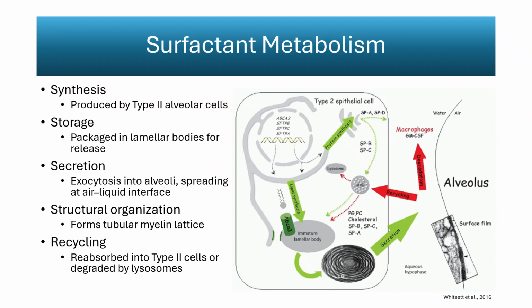After each breath, a large portion of surfactant is recycled back into type II cells for reuse, while a smaller fraction is degraded in lysosomes. This cycle of synthesis, secretion, organization, and recycling is critical because the surfactant film must reform with every respiratory cycle. Clinically, disruptions at any step, synthesis, packaging, secretion, or recycling, can impair function, leading to instability and inefficient gas exchange, even if surfactant is present in adequate quantity.